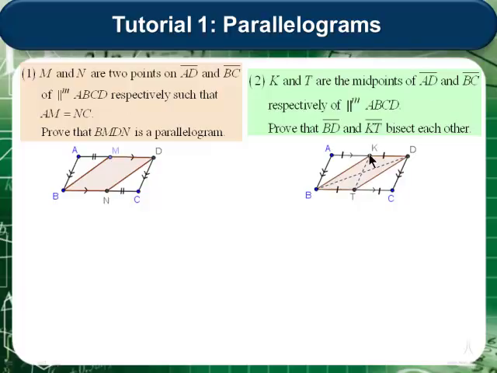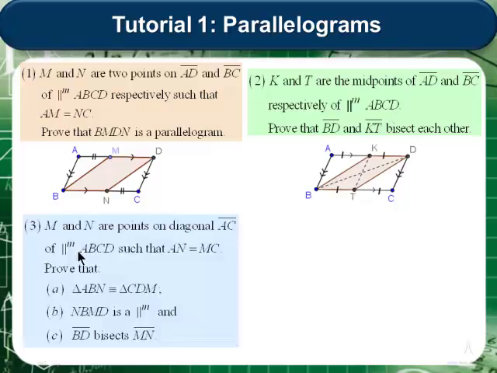In the second problem, they say that K and T are the midpoints of line segments AD and BC respectively of parallelogram ABCD. So in other words, we also know that ABCD is a parallelogram, therefore pairs of opposite sides must be parallel. Then you need to prove that BD and KT bisect each other.